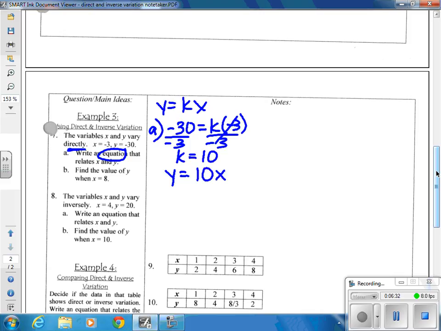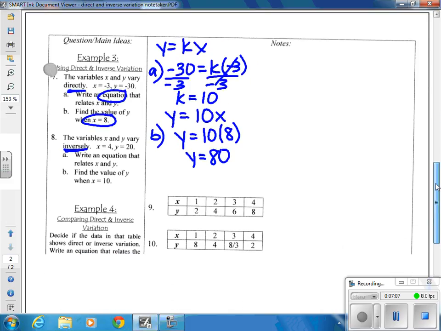Now that I have the equation, I'm going to use that to help me do letter B. For letter B, it says find the value of y when x equals 8. So I'm going to use the equation that I just generated, and in place of the x, I'm going to put the value of 8 because that's what it told me to use. So I've got y equals 10 times 8, right? And you would come up with y equals 80. So you're using an equation that you have actually come up with on your own to find the value of another number. Okay, so you try number 8, and notice that number 8 does say inversely, so make sure you're using the correct formula when you go to do that one.